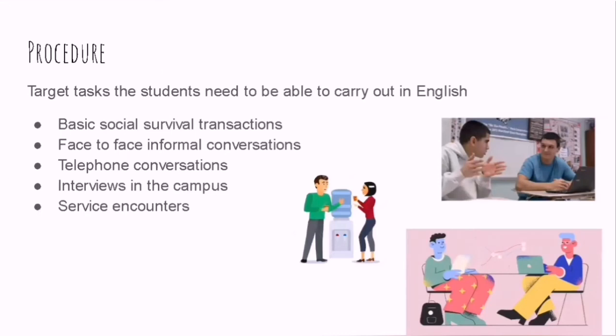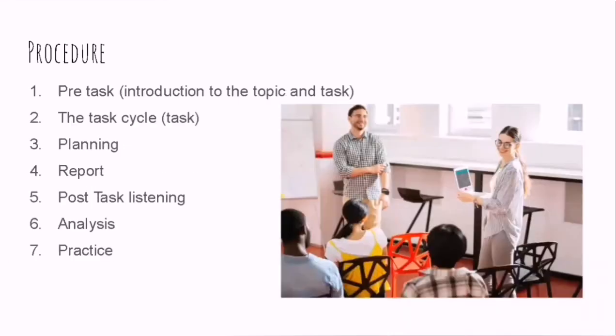Procedure. In order for the students to be able to carry out tasks in English, there are some target tasks: basic social survival transactions, face-to-face informal conversations, telephone conversations, interviews on campus, and service encounters. The steps of the procedure are the following. Pre-task: introduction to the topic and task. The professor helps the students understand the objectives of the task by brainstorming, use of pictures, mime, or personal experiences.